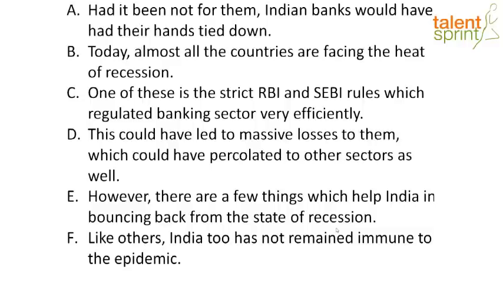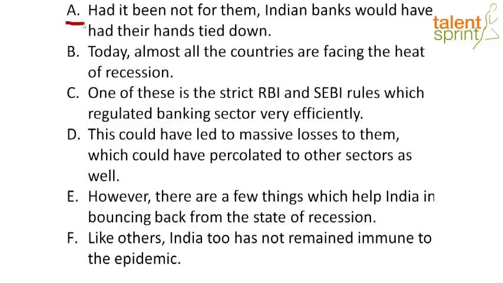So, is one of those few things mentioned in any other sentence? Yes, it is C. One of these is the strict RBI and SEBI rules which regulated the banking sector very efficiently. Okay, so what happened as a result of that? I'm left with A and D. So had it not been for them, right? Had it not been for them, Indian banks would have had their hands tied down. So that them here is referring to the RBI and SEBI rules.